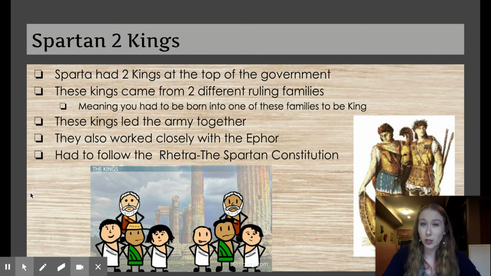So there's a constitution that kind of defines what each of these 4 areas of government have to do and what the requirements are. And the kings do have to follow that. So they just can't do whatever they want. They do have to answer to certain people.